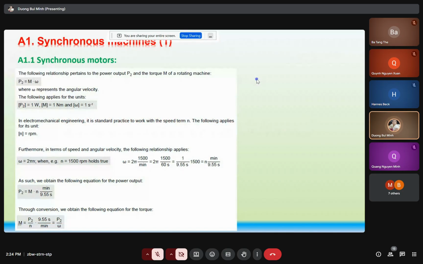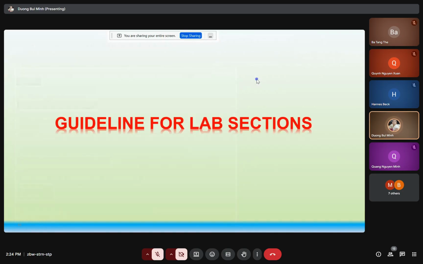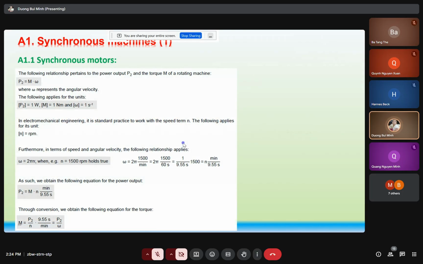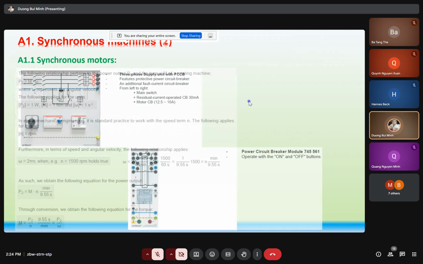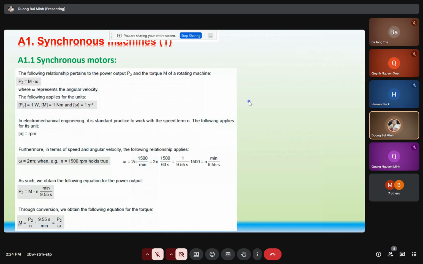So we skip 4.8, and at this slide 63, we have a guideline for lab sessions, and of course Mr. Hill will cover the lab activities. But when you read this slide, you can understand why we do the lab lessons for synchronous machines or induction machines.